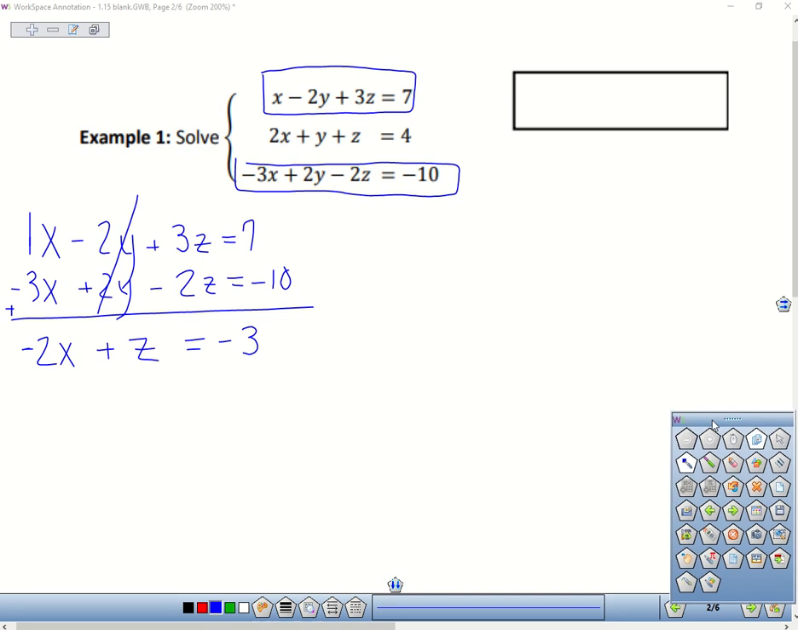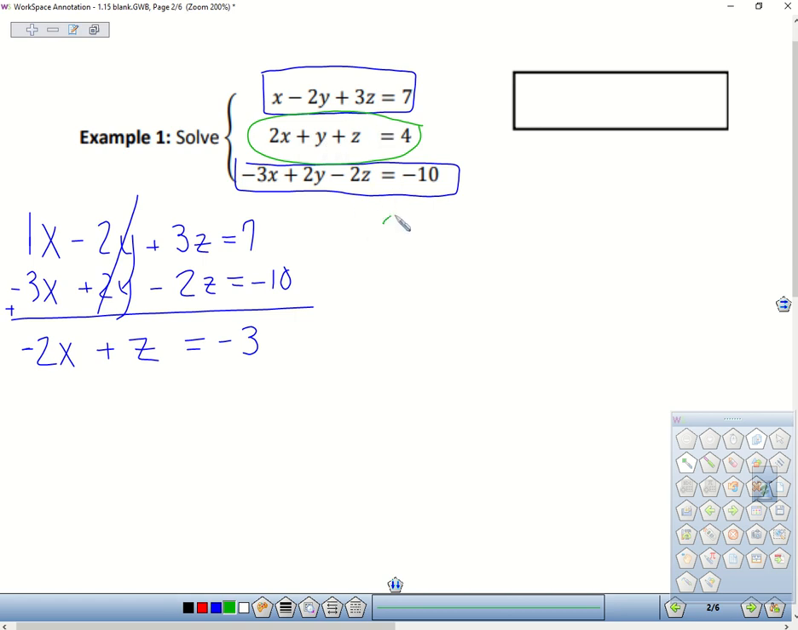Now, that's usually the best way to approach the problem to start, if you can add two together and cancel out a variable right off the bat. That's probably the best first step. Now, the other goal would be to try to get another equation with the same two variables left, x and z. So we want to try to cancel out another set of variables. What could I multiply this middle equation by so that I could add it to the first one to cancel out the y's?